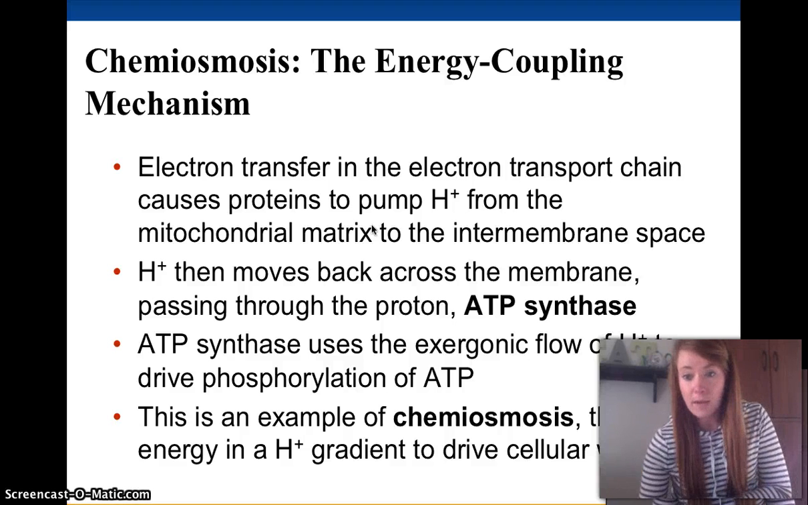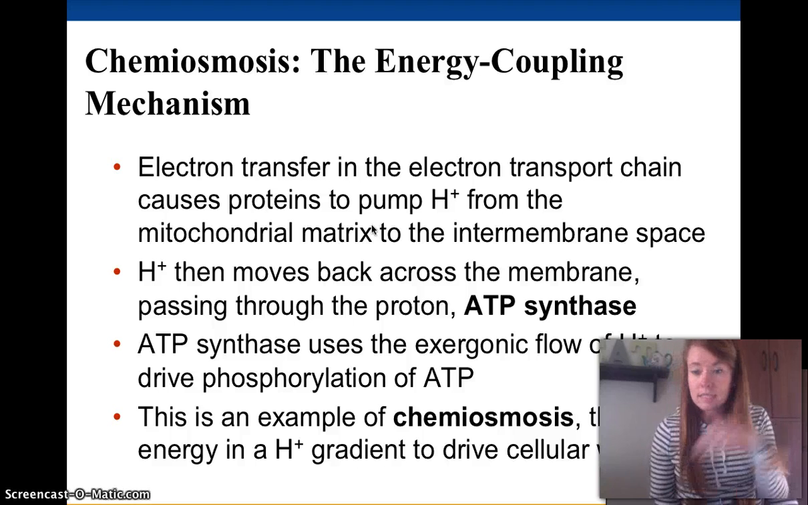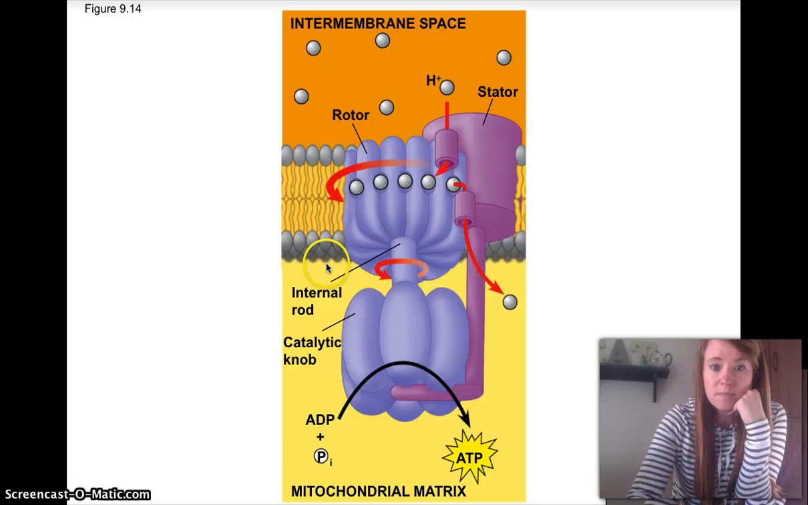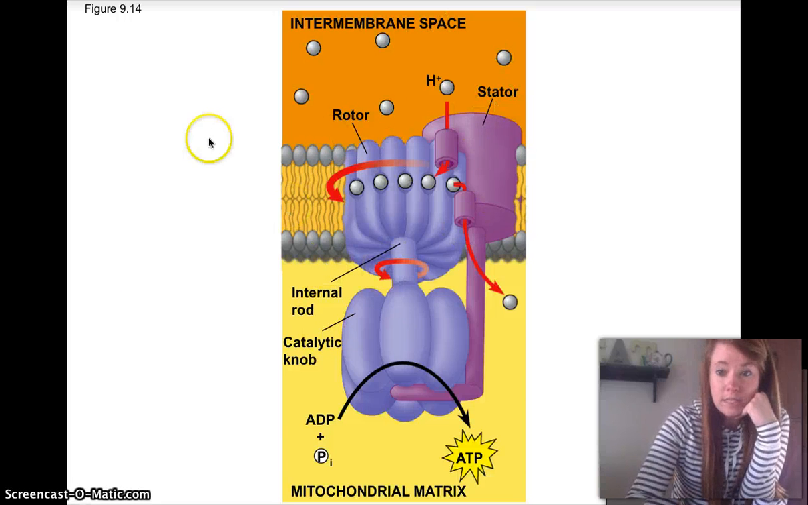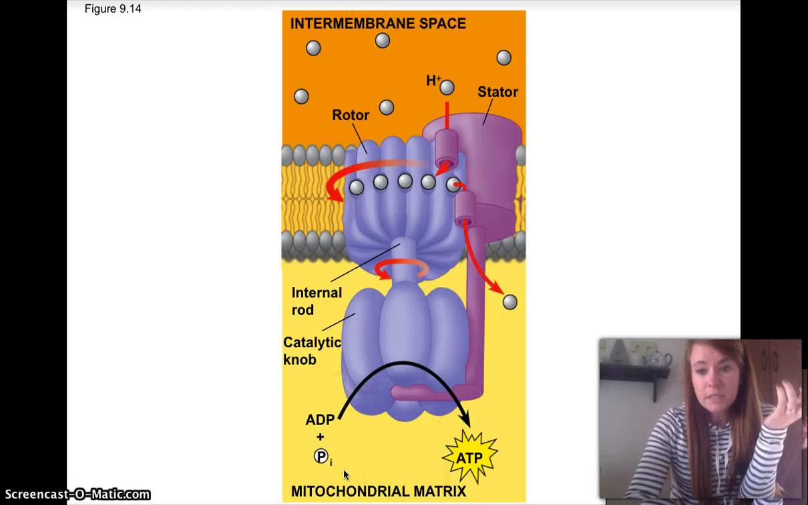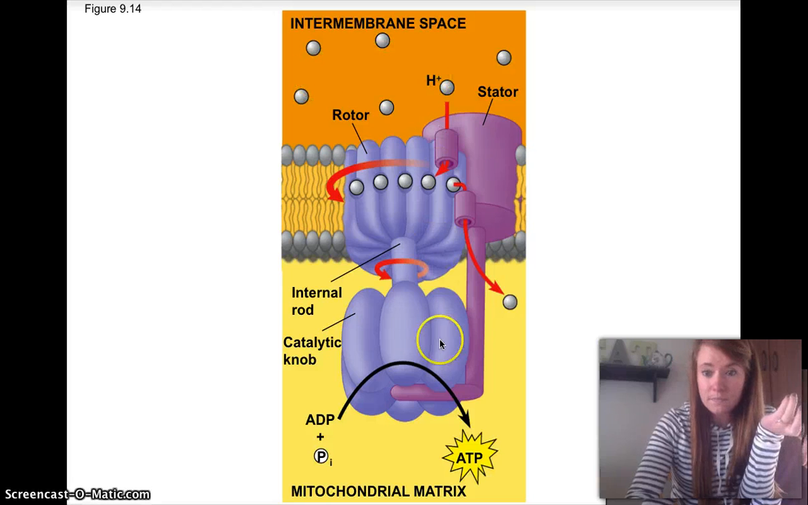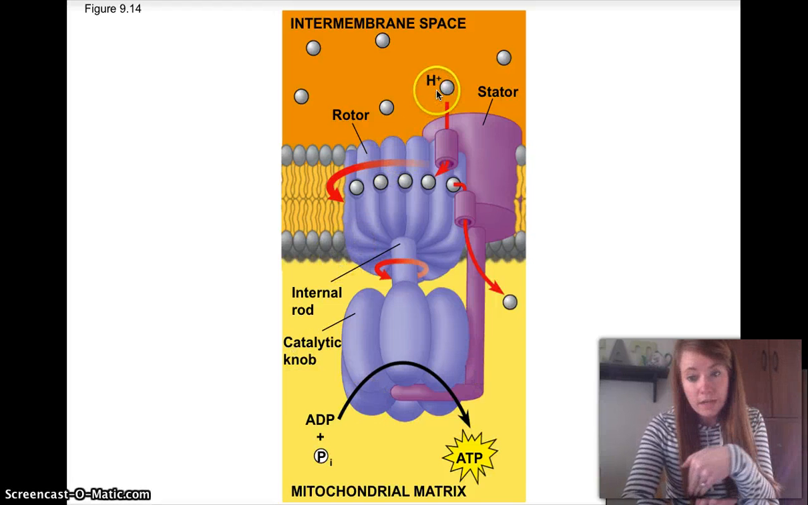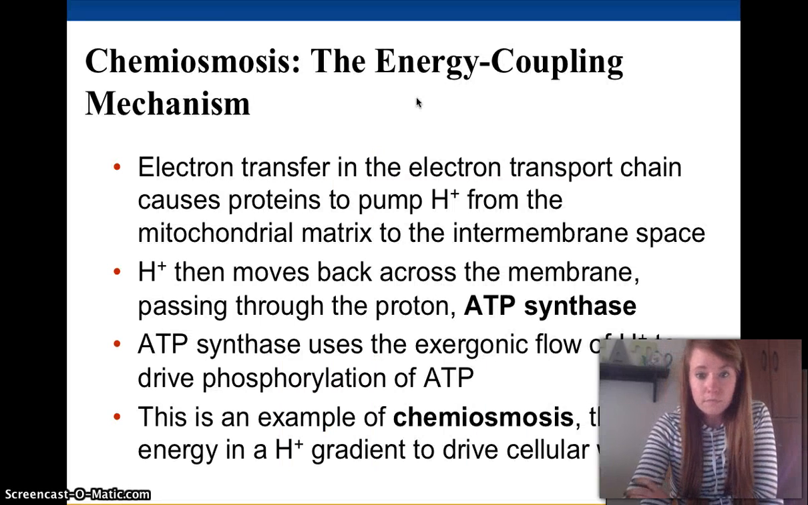But there is a pathway that exists, and that's through a protein called ATP synthase. ATP synthase is a protein that exists in the mitochondrial membrane, and it allows protons to pass back through. This is ATP synthase. So you can see that there's way more protons out here in the intermembrane space than there is inside of the mitochondrial matrix. So these guys want to go from high concentration to low concentration. So what they do is they find ATP synthase, and ATP synthase has a channel that allows them to pass through.